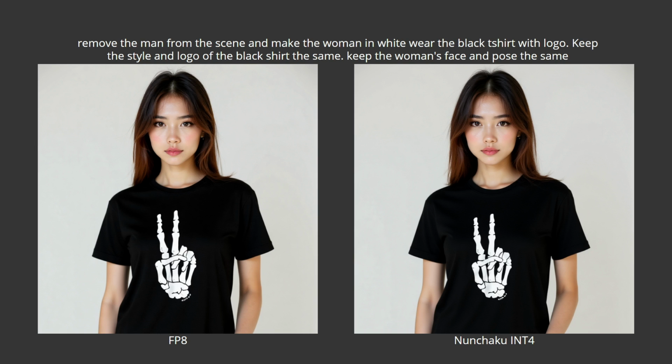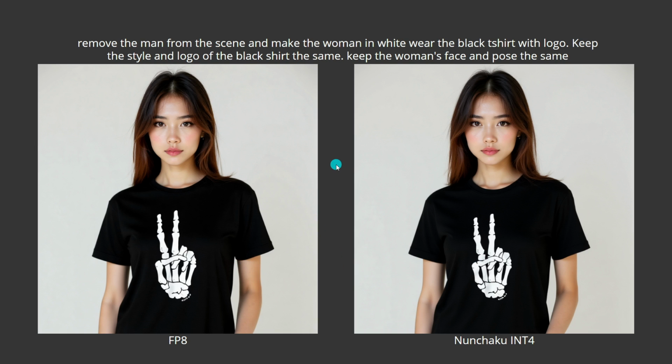Remove the man from the scene and make the woman in white wear the black t-shirt with logo. Keep the style and logo of the black t-shirt the same. Keep the woman's face and pose the same. So this was two images referenced into one, and then context merging the two. The woman was originally wearing a white t-shirt. There was another reference of a man in this black t-shirt, and then it did the swap onto the woman.